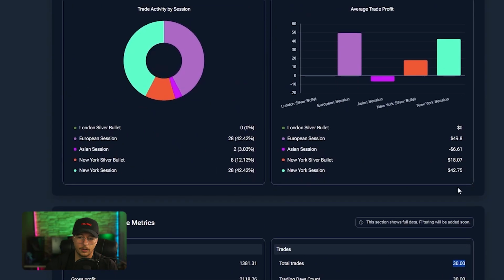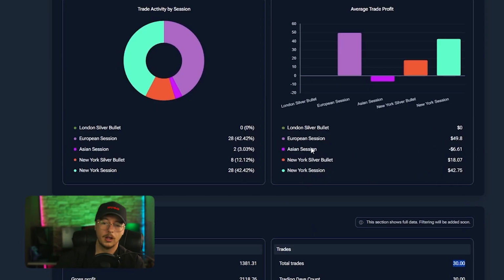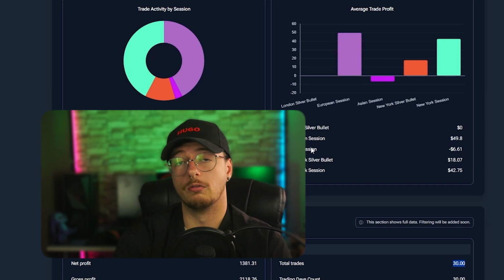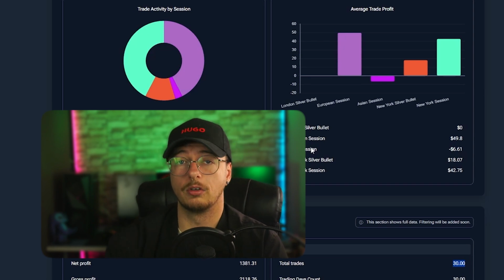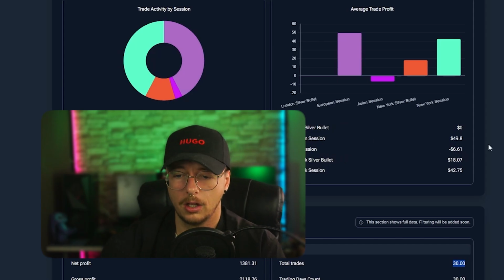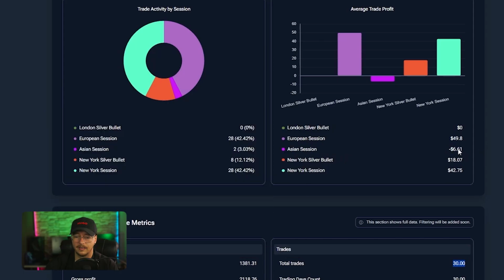And if we look by sessions, we can see that the best sessions were the New York session and obviously the European session. The Asian session, in case some trade had the rollover because it didn't have enough volatility to actually finish off in take profit or stop loss, then obviously it closed in negative.